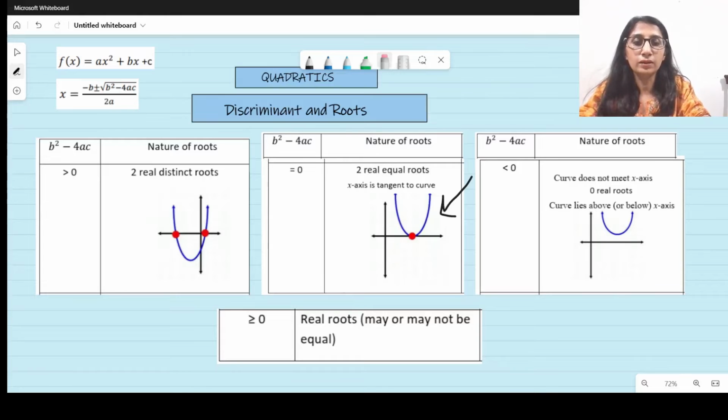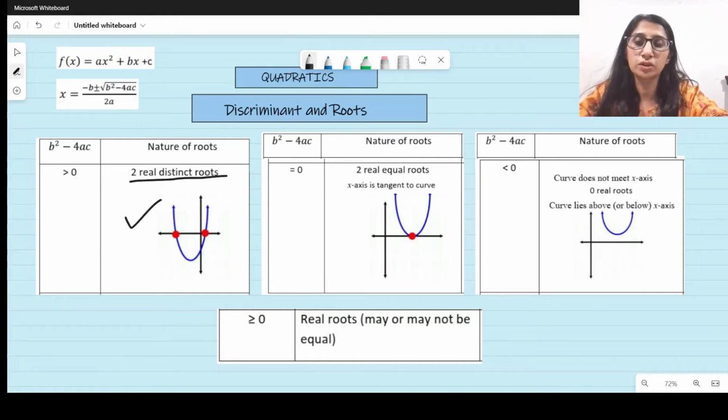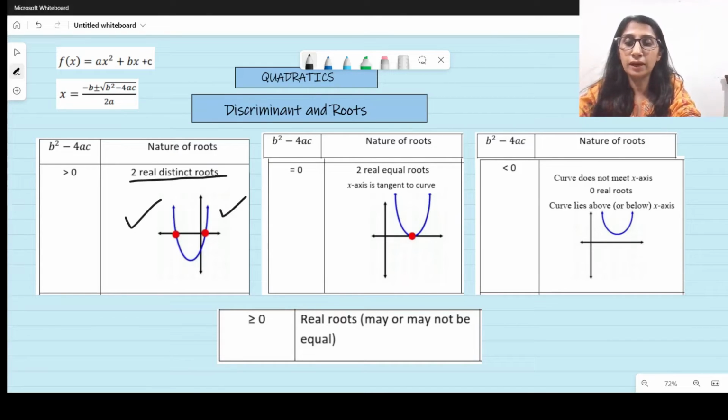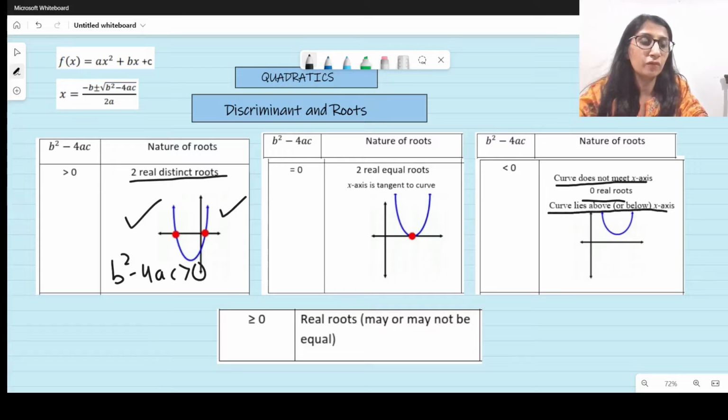Now when the question says that there are two real distinct roots, or the quadratic equation cuts the x-axis at 2 points, that implies that b square minus 4ac is greater than 0. And when the question says curve does not meet the x-axis, or 0 real roots, or curve lies above or below the x-axis, that means in this case b square minus 4ac is less than 0 and no real solution exists.